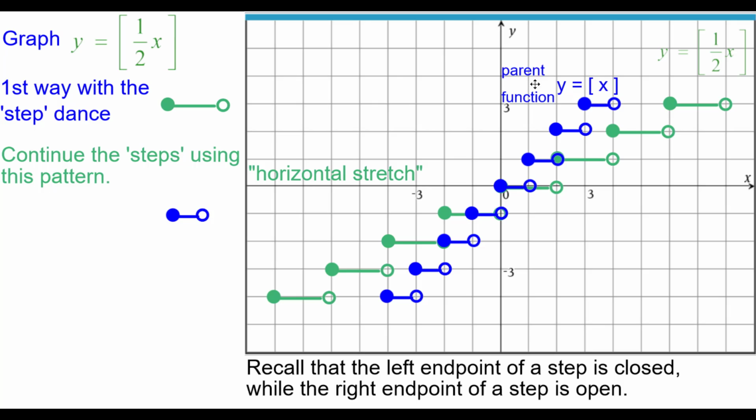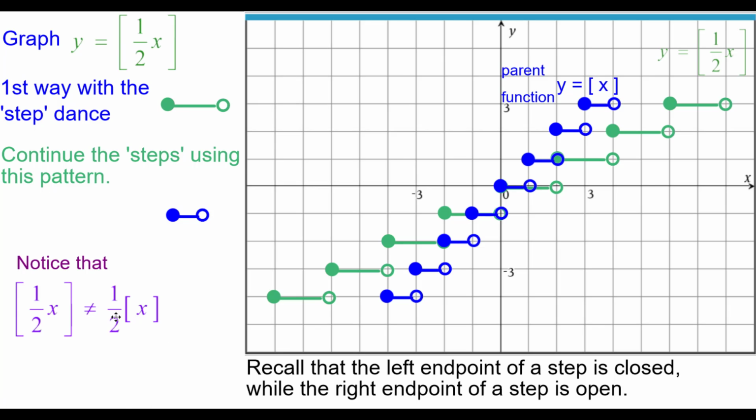Comparing this to the parent function y equals greatest integer of x, we can see that this is a horizontal stretch. And we should also point out that the greatest integer of 1/2 x is not equal to 1/2 times the greatest integer of x. This second one would have steps of 1/2, and the width of the steps would still just be 1.